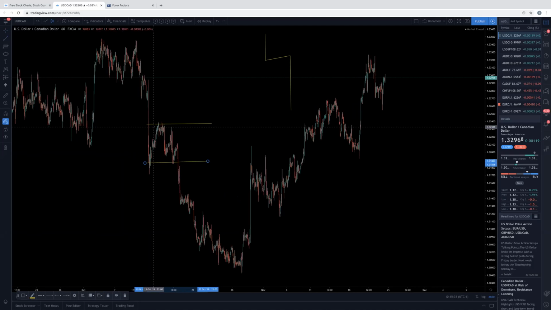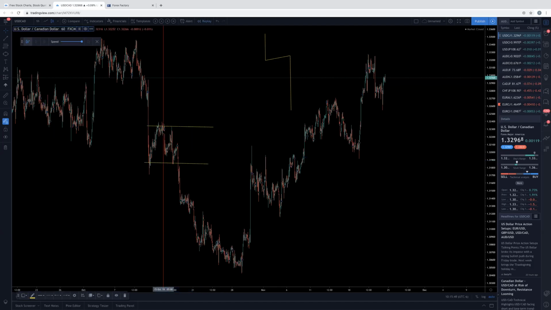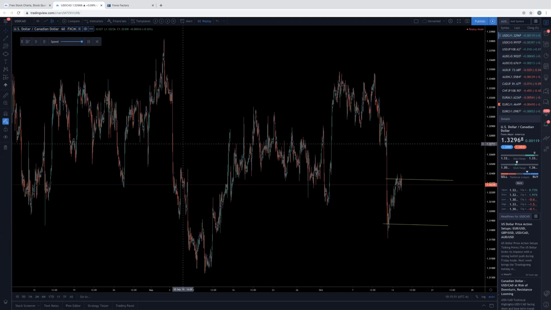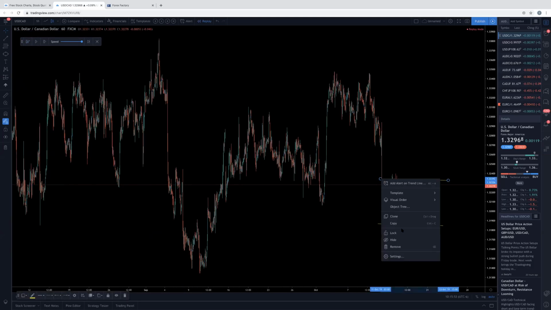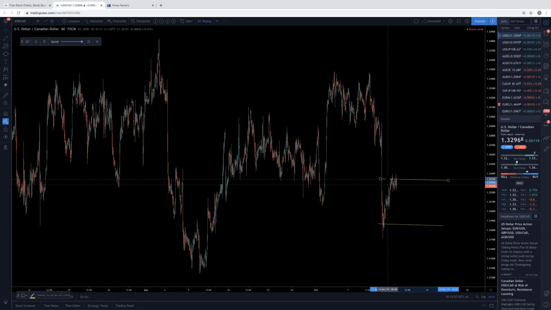Now, all I do with my flag is verify the highs and the lows of my flag. That's all I'm doing. So I understand this is a flag. Now you're probably asking yourself, well, how do I know it was right there? Boom. So right now, what I see, if this was happening in real time, first thing I'm doing, let me take this off.